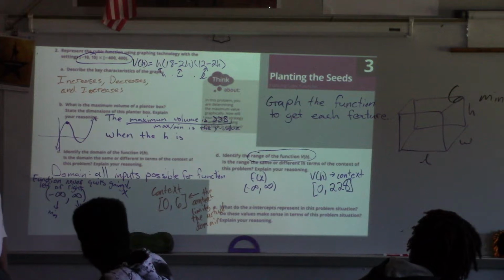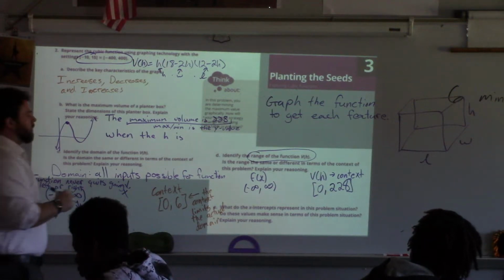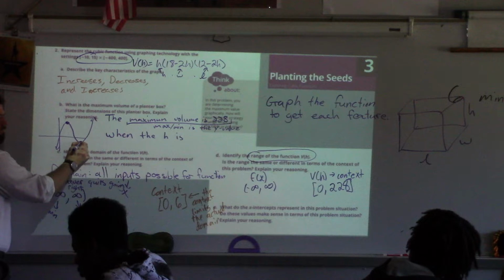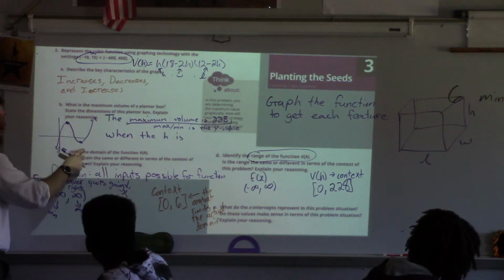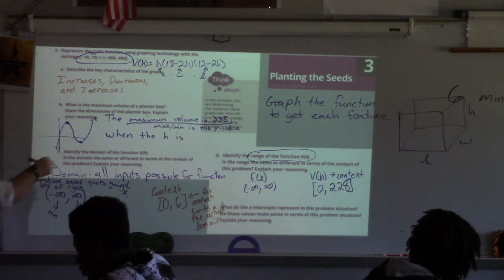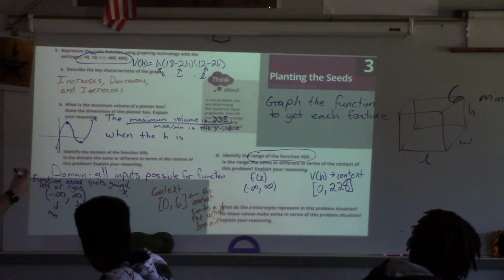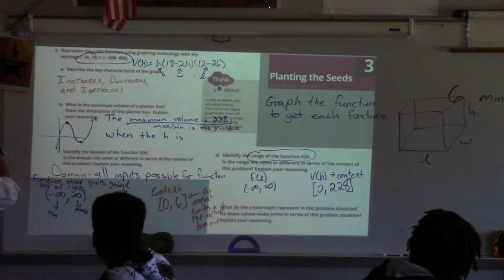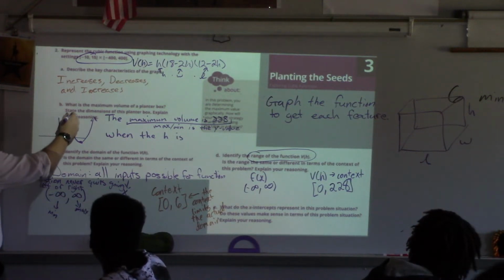I'm saying if it's a max or it's a min, we would write it this way. In this case, it's a maximum. But if you have a minimum, you would write it this way as well. So when the h is what? What was the h value to get this maximum up here?